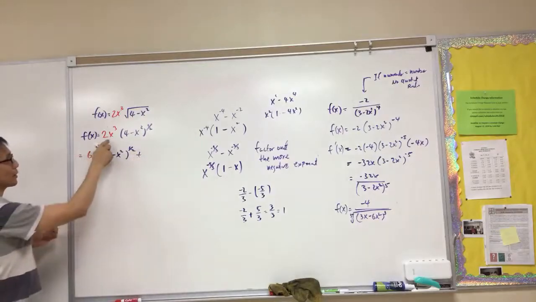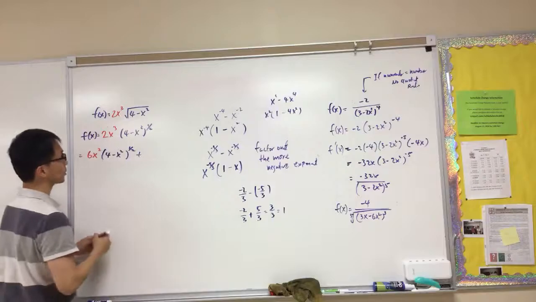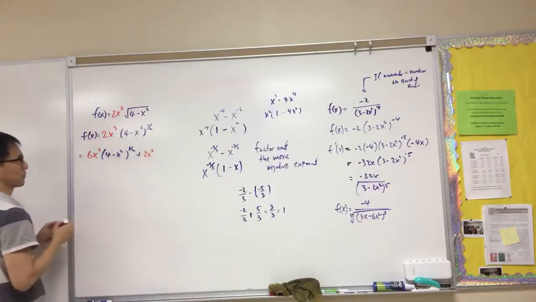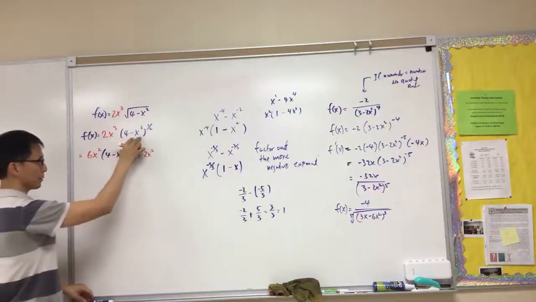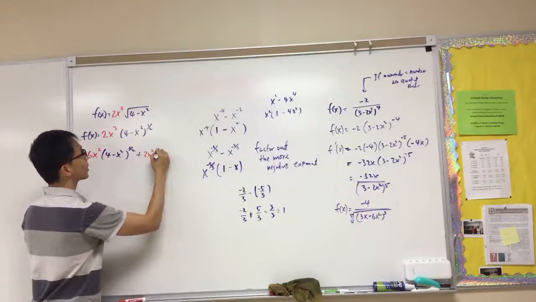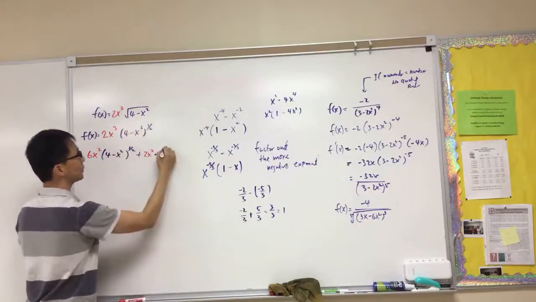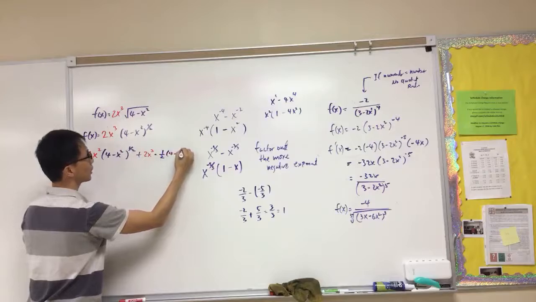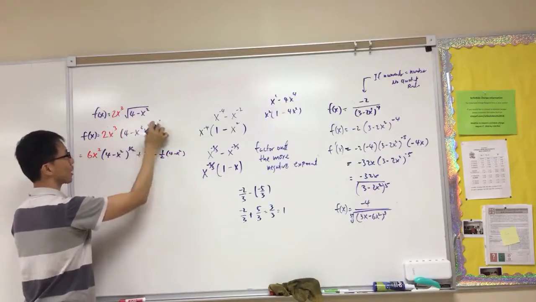So I'm gonna leave the first one alone, which is 2x to the cube, right? And then we're gonna take the derivative of this function. Now be careful with this function. So times 1/2 times 4 minus x squared. Now don't forget about this 1/2 subtract 1.